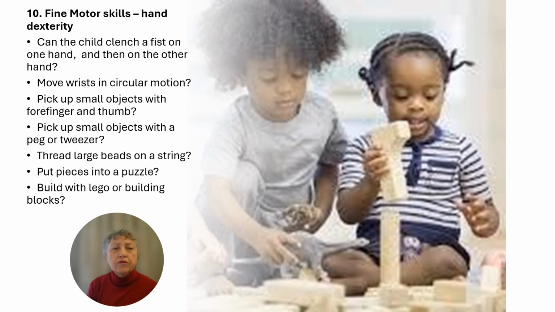In part 10, fine motor skills are observed and recorded related to hand dexterity. Can the child clench a fist in one hand and then in the other hand? Can they move their wrists in a circular motion? Pick up small objects like a bean or a paperclip with the forefinger and the thumb in a pincer grip? Can they pick up small objects like a pom-pom or a sweet using a peg or a tweezer? Can the child thread large beans on a string? Can they put pieces in a puzzle or build Lego and building blocks? All fine motor activities related to the hand are observed and recorded.